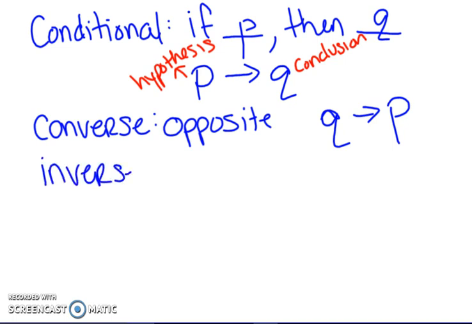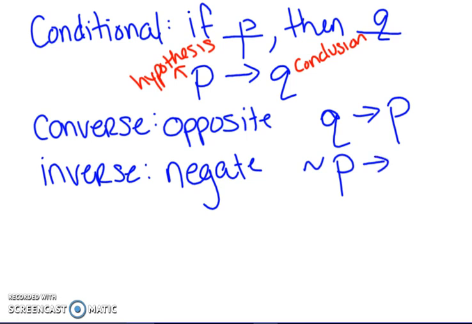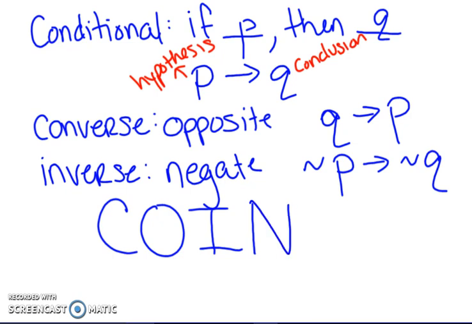When we talk about inverse, inverse means we are going to negate it. So we're going to keep it in the same order, but we're going to make it negative. This is shown with a tilde, or a little squiggle in front. So tilde P, then tilde Q. That just means it's going to be if not P, then not Q. One way to help you remember this is the word COIN. It's a little acronym to help you remember that the converse is the opposite and the inverse is the negative.